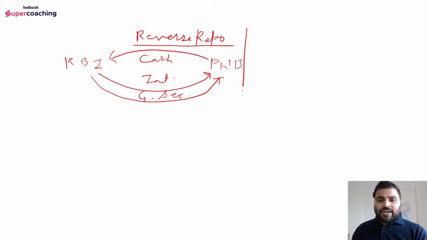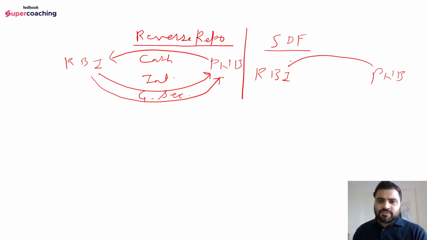But if I tell you about the SDF, that is the standing deposit facility, the entire process is the same except for one thing. Here you can see the two participants are again Punjab National Bank and the Reserve Bank of India. Punjab National Bank has extra cash which they are not giving to someone. So they are thinking, let us keep this cash with the Reserve Bank of India so that we can earn interest on that. So Punjab National Bank will keep the cash with the Reserve Bank of India. The Reserve Bank of India has to pay interest on that, which is known as the SDF rate, that is the standing deposit facility rate, right?